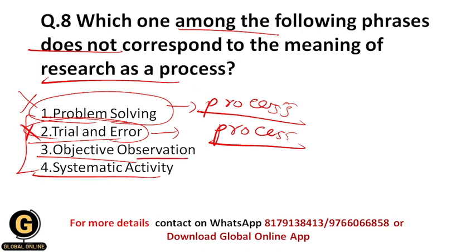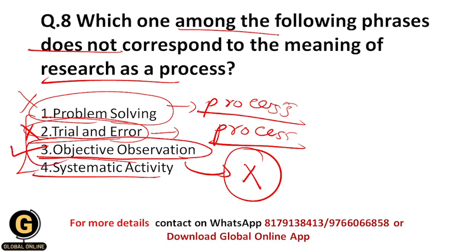Now objective observation is the data collection method, in which we fairly observe the participants. Okay, and that's why this is not a process, this is the data collection method, and that's why this is the correct answer to this question, because it does not correspond to the meaning of research as a process. Okay, so objective observation is part of a research process. It is not the whole research process, and that's why the correct answer to this question is 3.